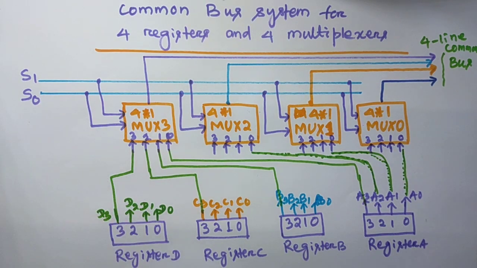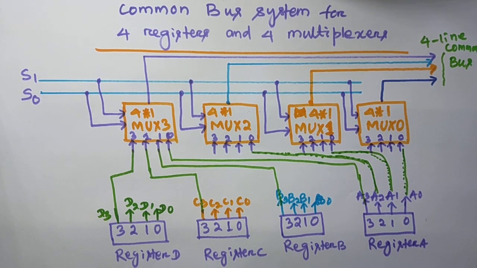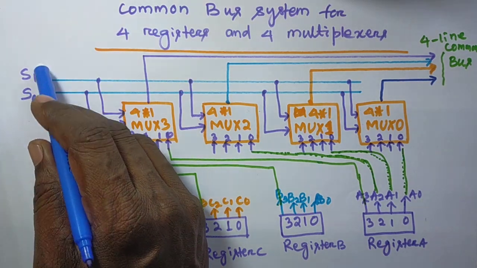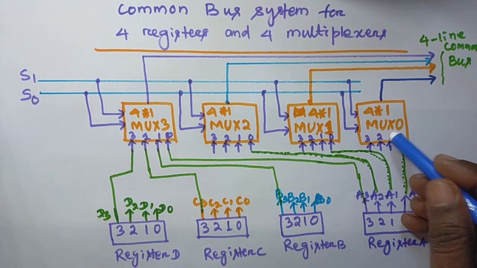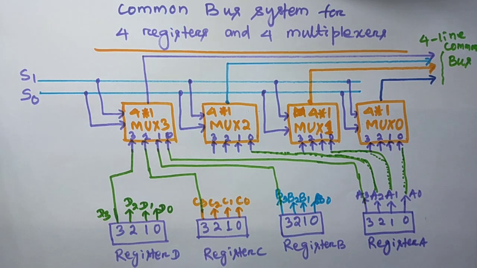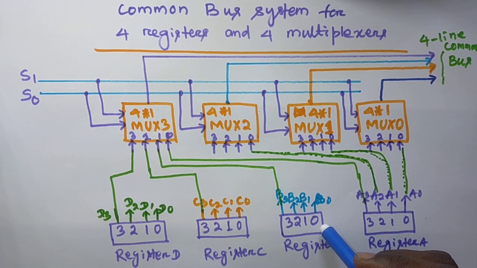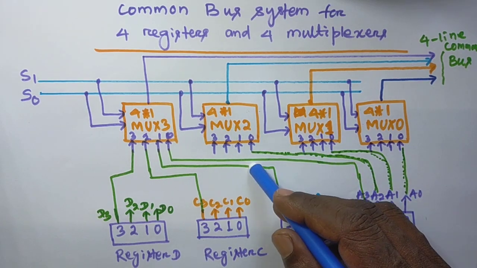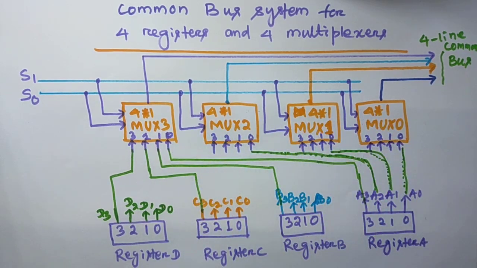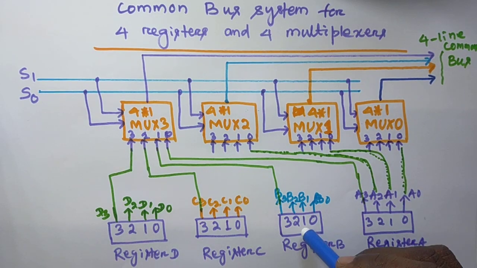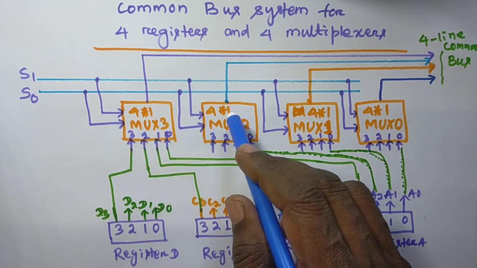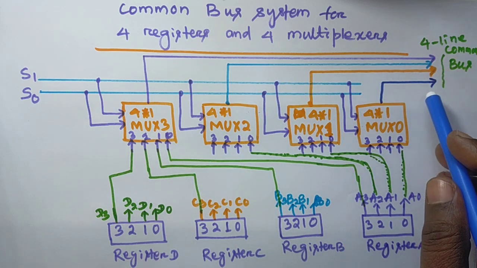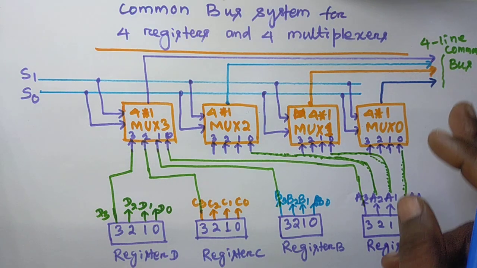Suppose S0 is 1 and S1 is 0, so 0, 1 means 1. 1 means what? 1 position data, here 1 position data, and so on. Which register connects to this 1 position data? That is B data. Means B0 connects to 1, B1 connects to 1, B2 connects to 1, B3 connects to 1. Only 1 data connects to each individual multiplexer. Then register B provides such input data to the individual multiplexers, and the multiplexers provide that data to the common bus. So register B data will pass through this 4-line common bus, and automatically we can get this data.